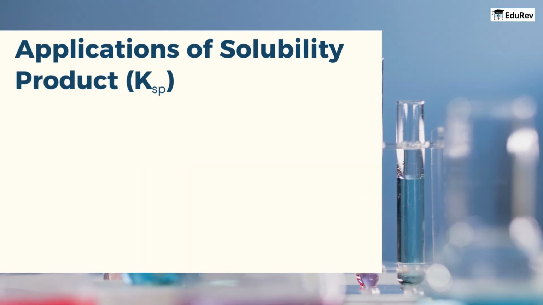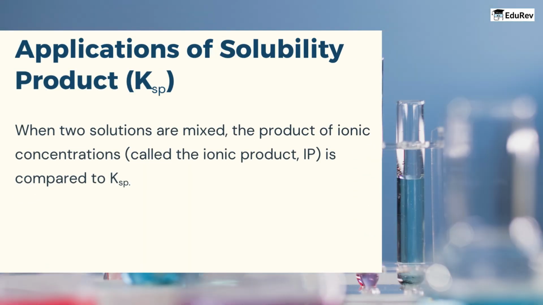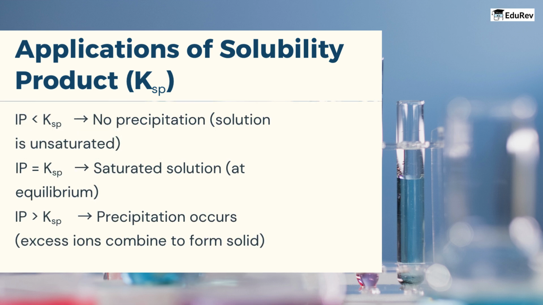Applications of solubility product. When two solutions are mixed, the product of ionic concentrations, called the ionic product, IP, is compared to Ksp. If IP is less than Ksp, the solution is unsaturated, no precipitation. If IP equals Ksp, the solution is saturated, equilibrium exists. If IP is greater than Ksp, precipitation occurs.